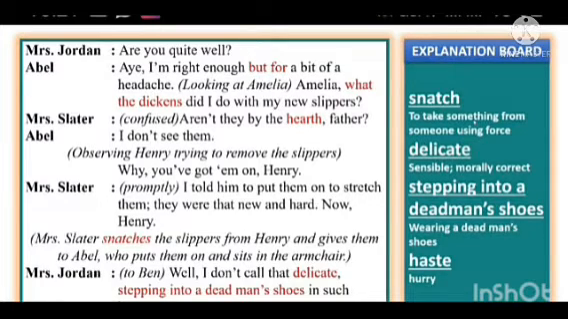Well, her father was asking like that. And by their hearth, father. Here the meaning of hearth is nothing but the fireplace, the surroundings of the floor.